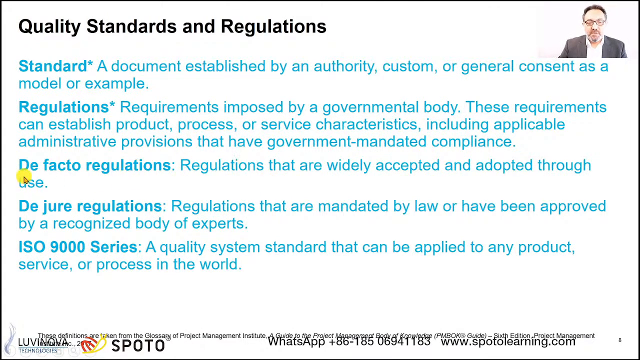So that's why we have regulations, which are de facto regulations and de jure regulations. De facto regulations, because of the nature of the work, are regulations that are widely accepted and adopted through use. And we have de jure regulations. These are regulations that are mandated by law or have been approved by a recognized body of experts. These are two terms about regulations. So ISO, for example, is a very famous standard in quality. It's a quality system standard that can be applied to any product, service, process in the world. So these are some basic terms about quality, the difference between standard and regulations. Regulation is something we have to meet, we have to follow, whereas standard is something good to have in our project.